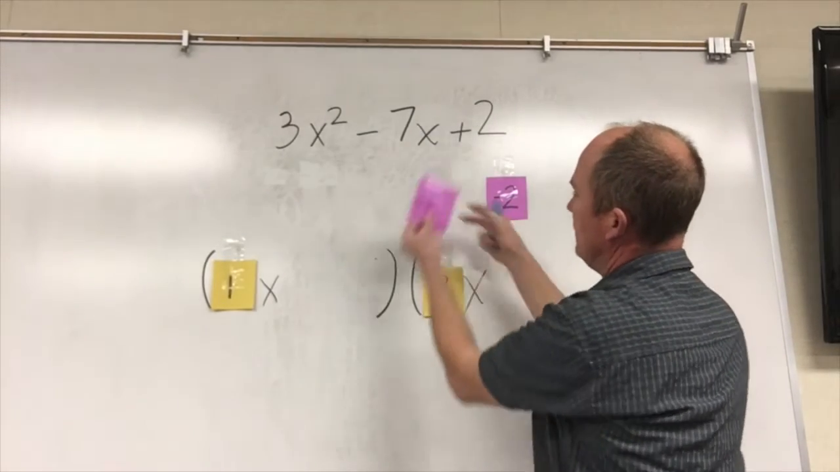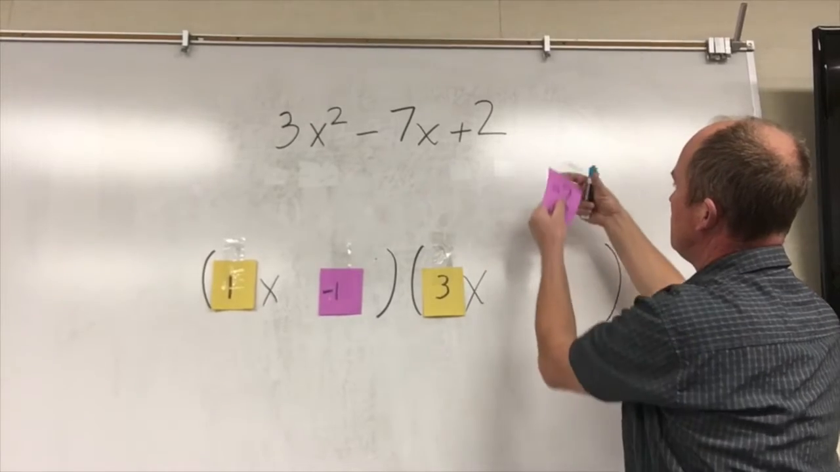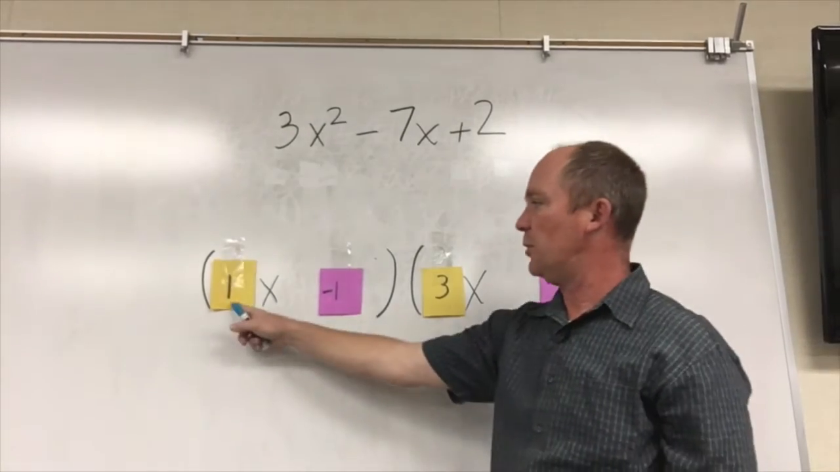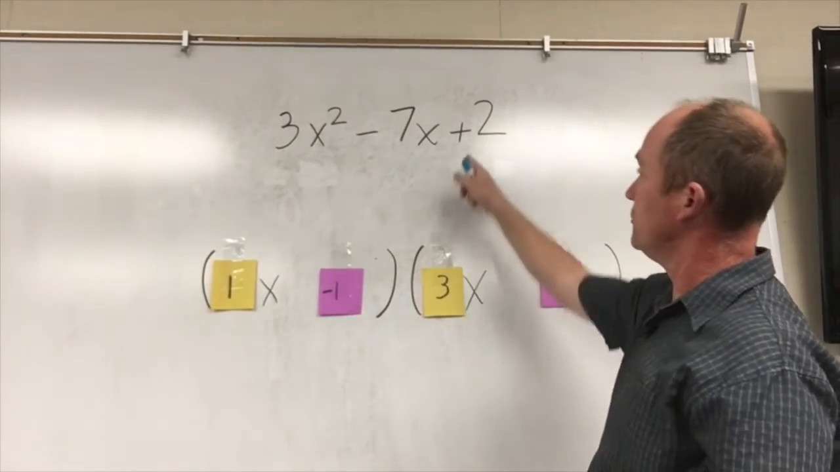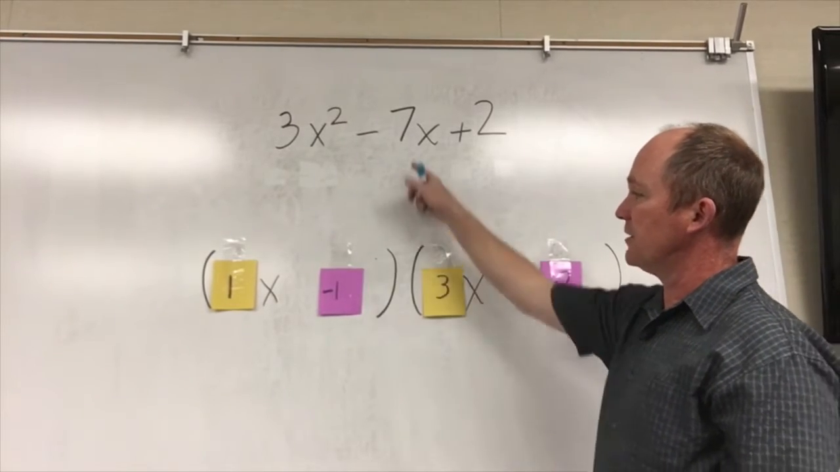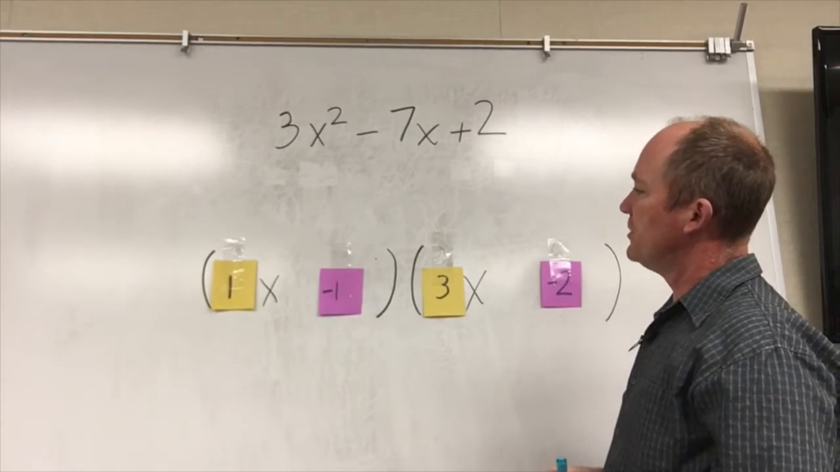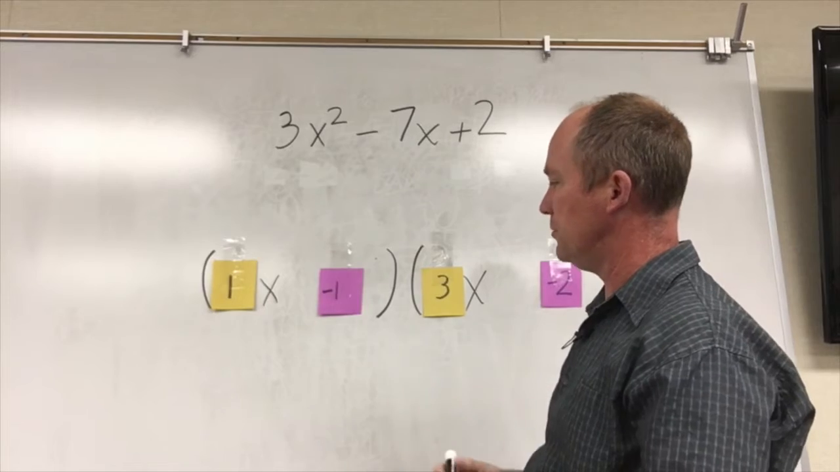If I put my 1 right here, as my subtracting 1, and I put my 2 right here, my negative 2, so I have x minus 1, because I know that my negative 1 times negative 2 is going to be my positive 2. I now have to see, when I add these together, does it come out to negative 7? That's where our challenge is going to be. So if we take a look, I'm going to look at my math here. So 1 times 3 is going to be 3x.